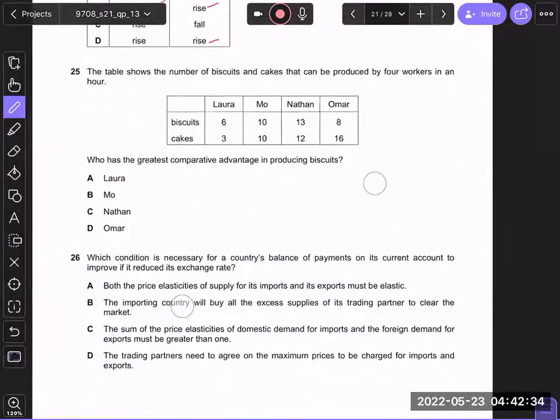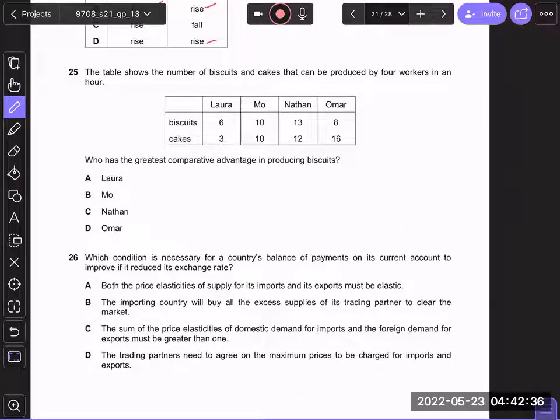Look at question number 25. The table shows the number of biscuits and cakes that can be produced by 4 workers in an hour. Say this is Laura, Mo, Nitin and Umar. These are biscuits 6, 10, 13 and 8 and these are cakes 3, 10, 12 and 16. Who has the greatest comparative advantage in producing biscuits? Who has the greatest comparative advantage for biscuits?